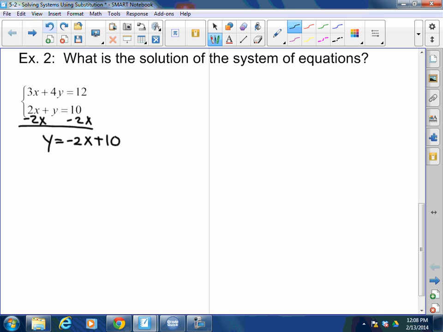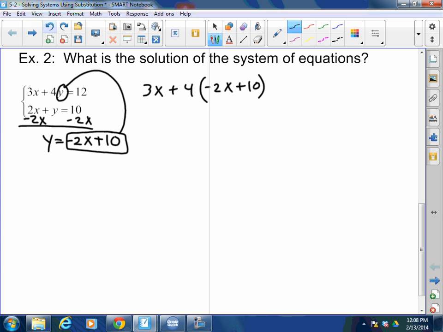Is everyone with me? Okay. Y equals y, right, guys? So I'm going to take this y value of negative 2x plus 10 and plug it in to that y. Guys, come on, talk to me. Okay, so now I have 3x plus 4 times y, which is negative 2x plus 10, equals 12. Now, remember how I told you guys that you're going to have to solve equations for the rest of your mathematical career? Here we go. So I hope you've been practicing.